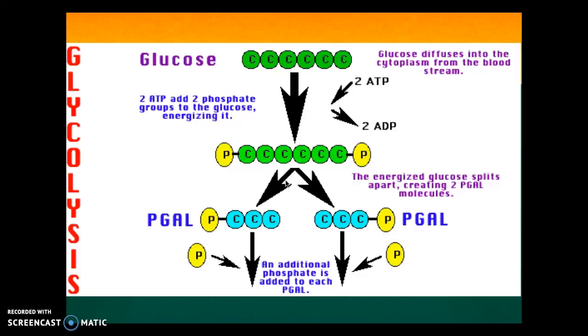So glucose is split up, and then you end up with one 3-carbon sugar phosphate molecule, which is also referred to as glyceraldehyde 3-phosphate, and you have one dihydroxyacetone phosphate. So this reaction is irreversible once it's done.